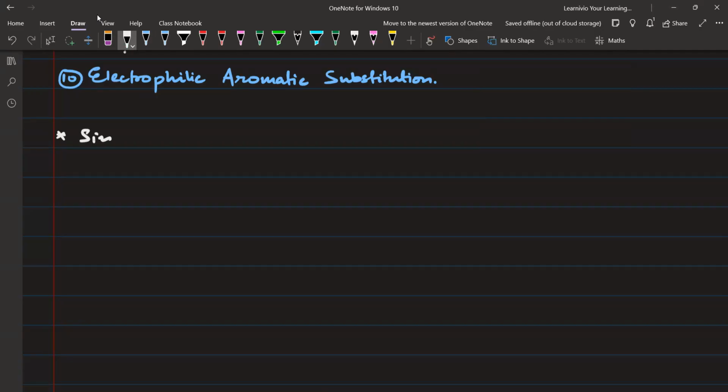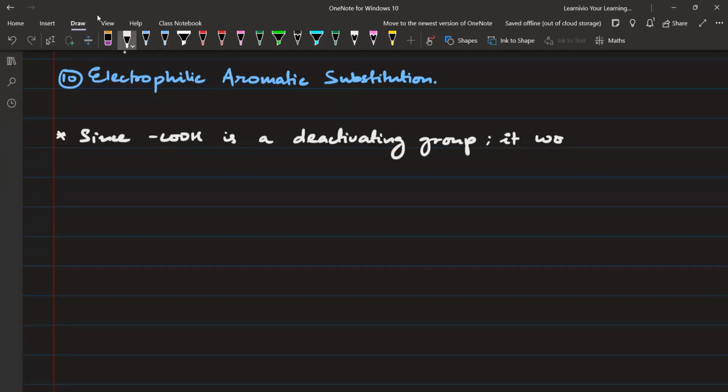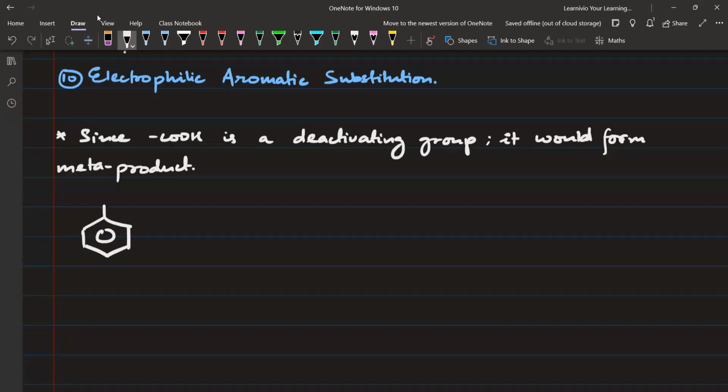Please write, since carboxylic acid is a deactivating group, it would form meta product, meaning carboxylic acid.